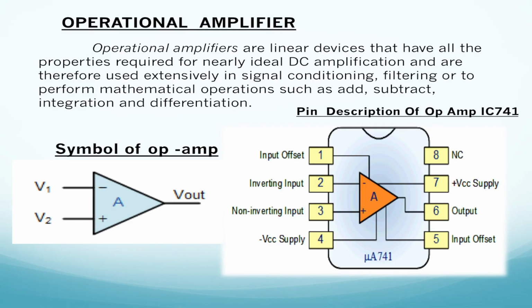We have a component called the operational amplifier, which is designed as a small IC with 8 pins. These 8 pins are classified into offset null, ground, plus VCC, minus VCC, 2 terminals for input and 1 for the output terminal.